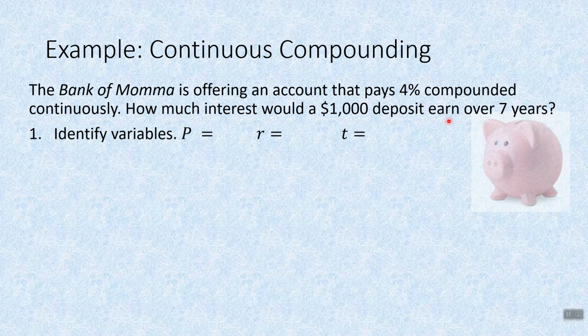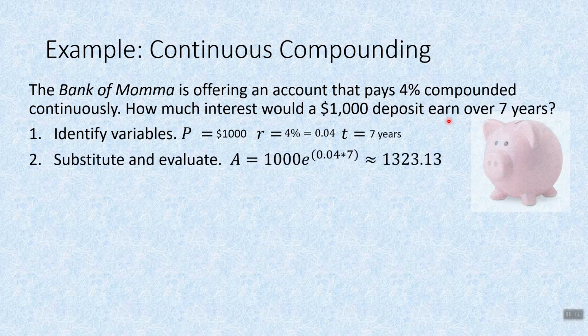Well, first we're going to identify our variables. We know that A equals P times E to the RT. So our P value, that's the initial deposit, so $1,000. Our interest rate is 4%, and we will always convert that to a decimal, 0.04. And the time looks like it's 7 years. Substitute this into our equation.